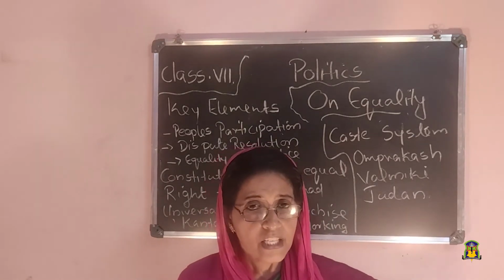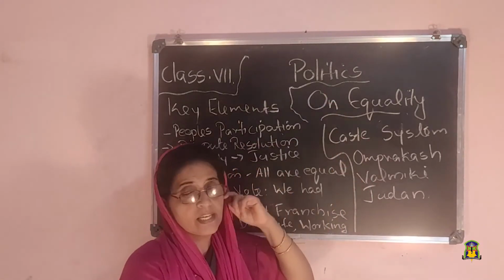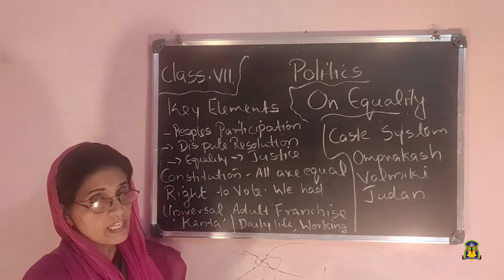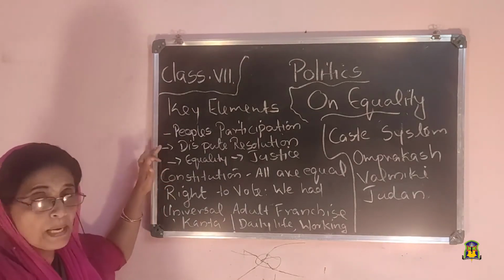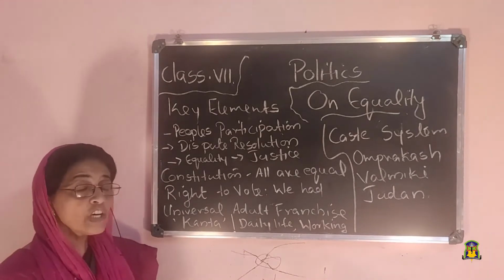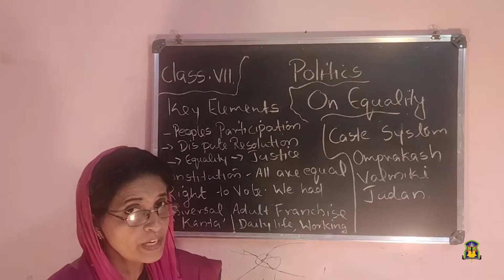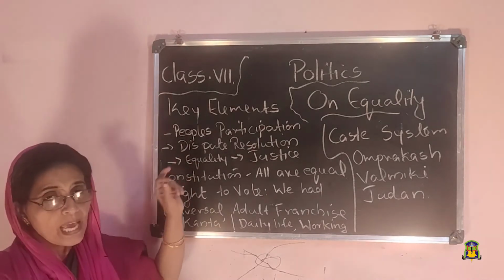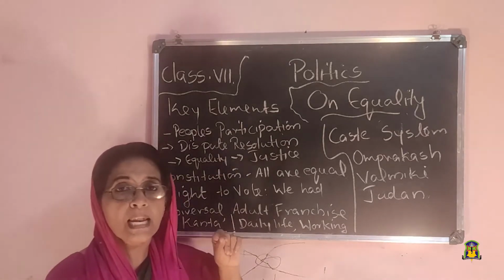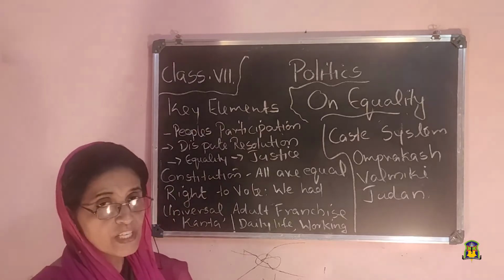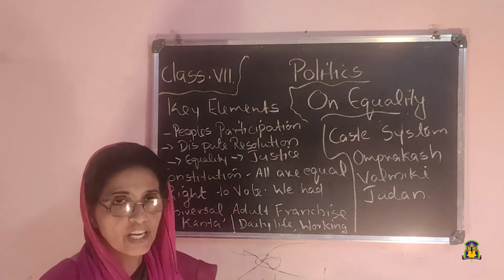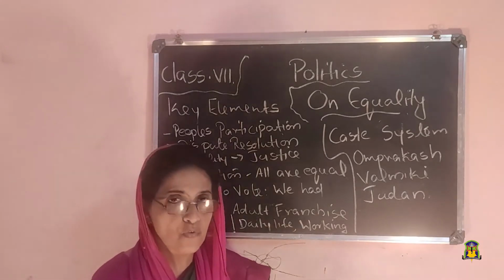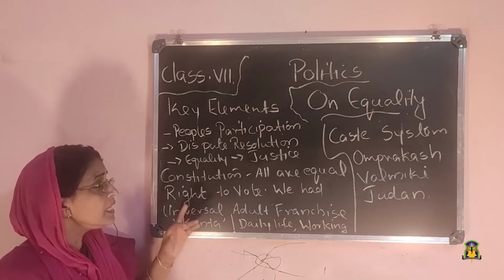So, let us start the first chapter of politics, equality. On equality, what are the key elements of a democracy? The key elements of a democracy are people's participation, dispute resolution, equality, and justice. Among these elements, the most important element of a democracy is equality. So, in this chapter, we are going to study what is equality and how far it is applicable to all spheres of life. Let us start with our constitution.